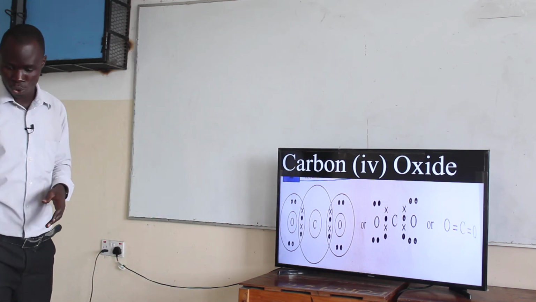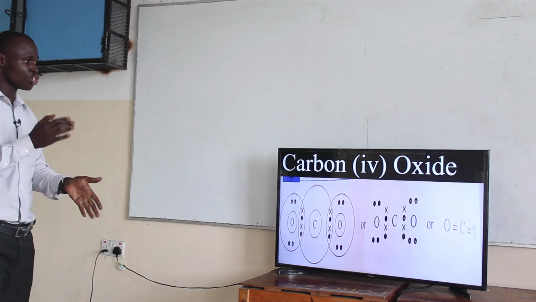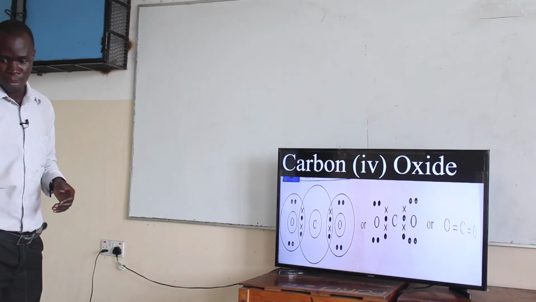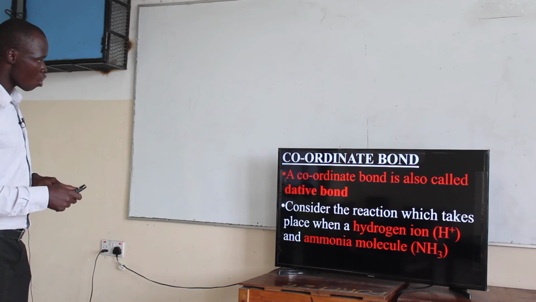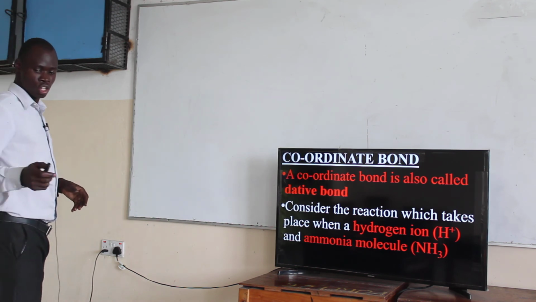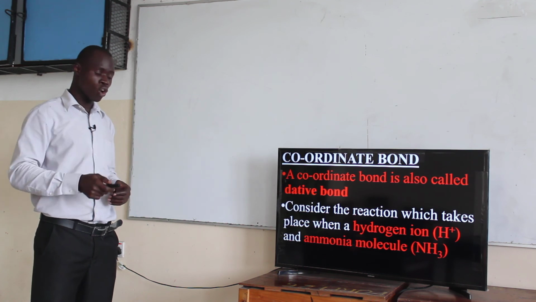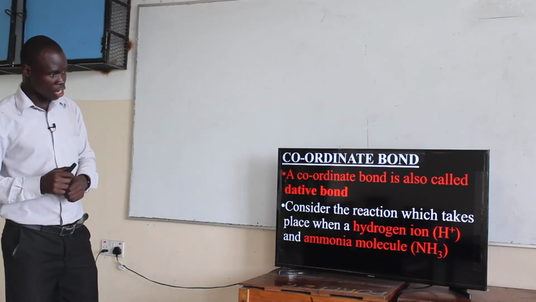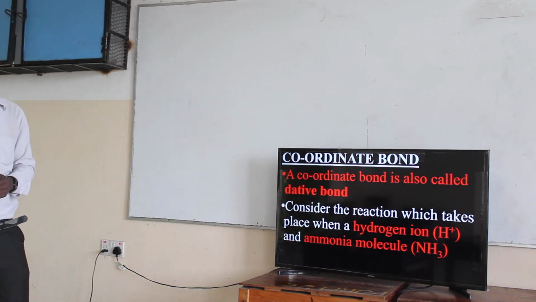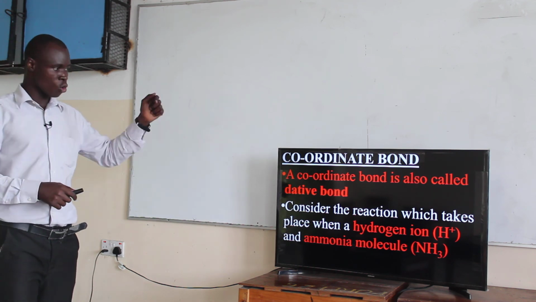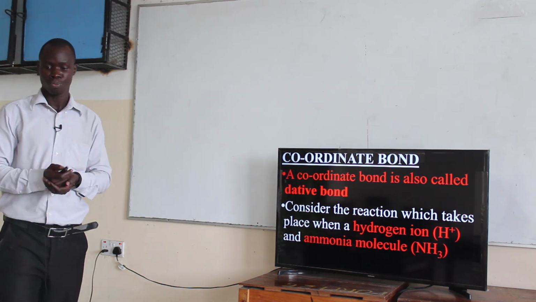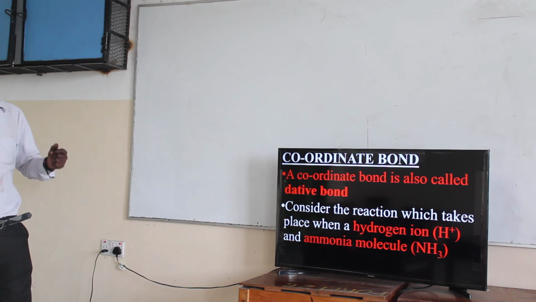Now that brings us to that bit, and there are more examples you can practice. You can go to your books and try practicing and see whether you are able to do that. Now let's talk about what we call coordinate bond.